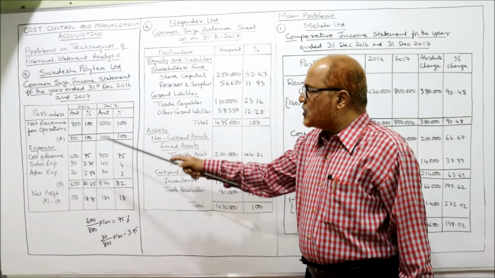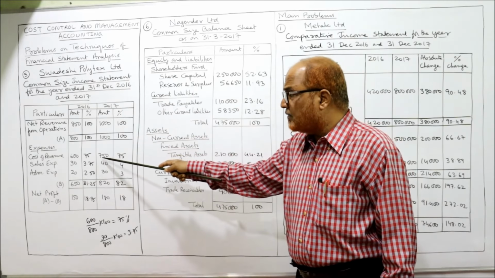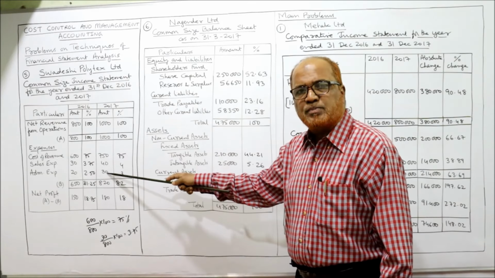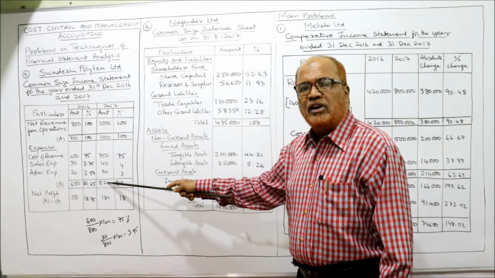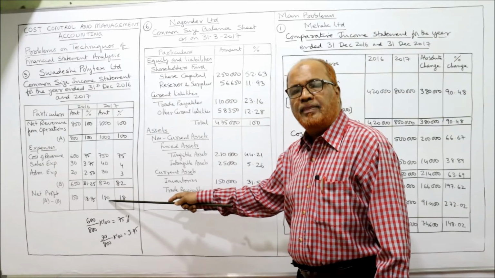2017, the revenue from operation given in the problem 1000. The total is 1000. Cost of revenue is 750 given in the problem. Then 40 sales expense, administration expense 30. The total of expenses 820. Now revenue minus expenses, 1000 minus 820, you will get 180 net profit.